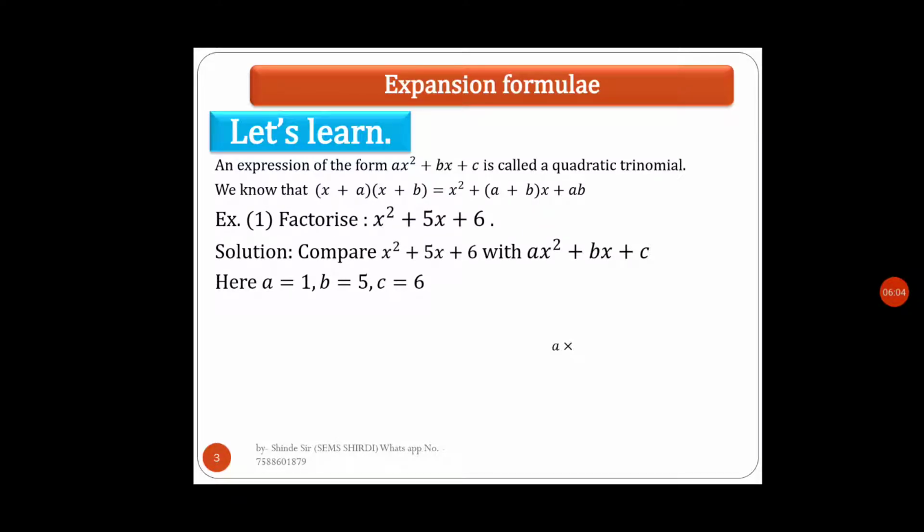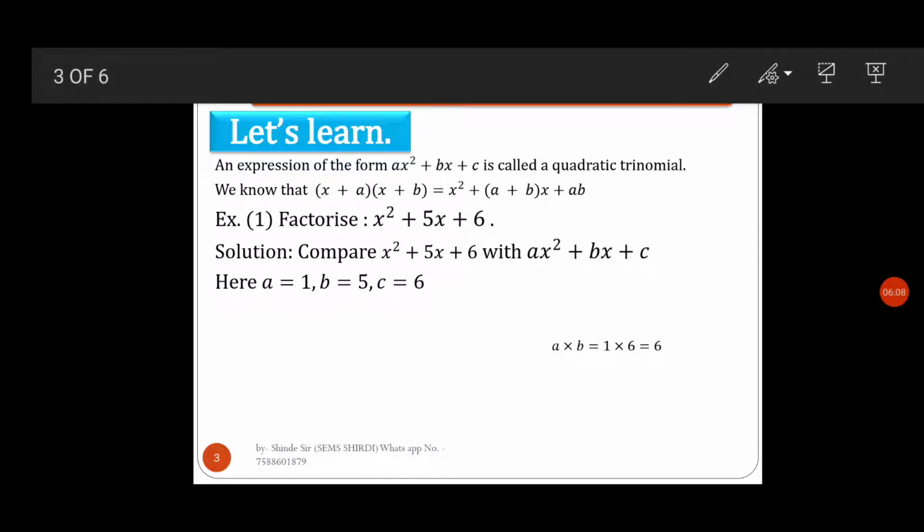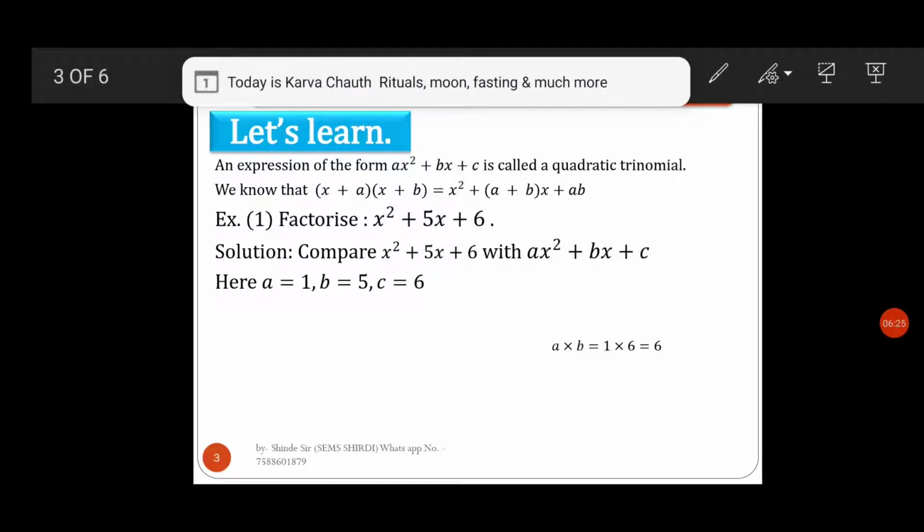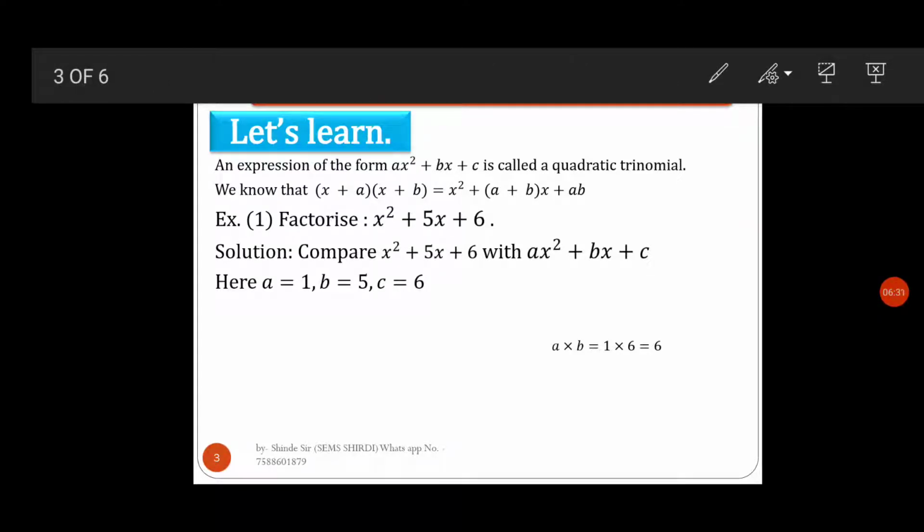Now here a into c means 1 into 6, that is 6. Now to find the factors of x square plus 5x plus 6, the quadratic trinomial, what do we do here? First we take a into c, which is 6. Now we find factors of 6.